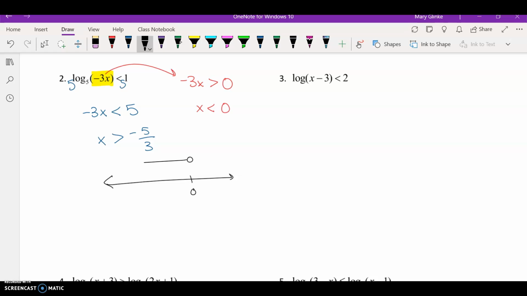So here is 0 on our number line, and here is negative 5/3 on our number line. You graph each of those, and you look for the overlap here, which is everything in this middle section, which means our solution would be negative 5/3 to 0, or x such that negative 5/3 is less than x, which is less than 0.